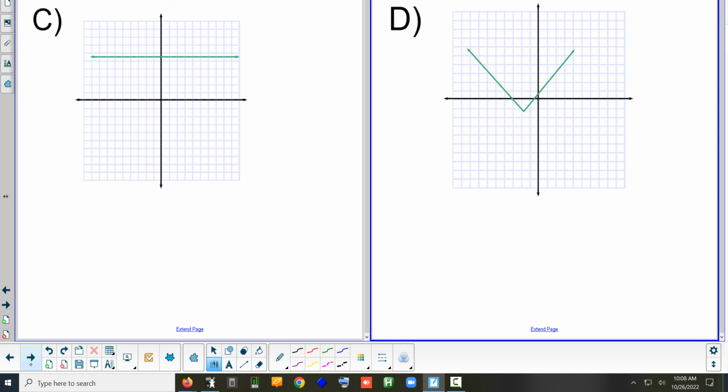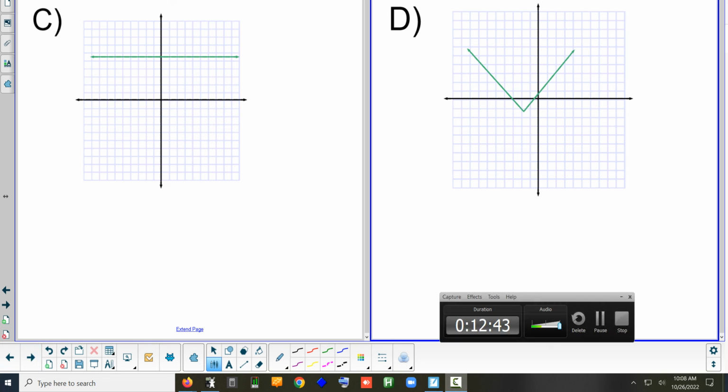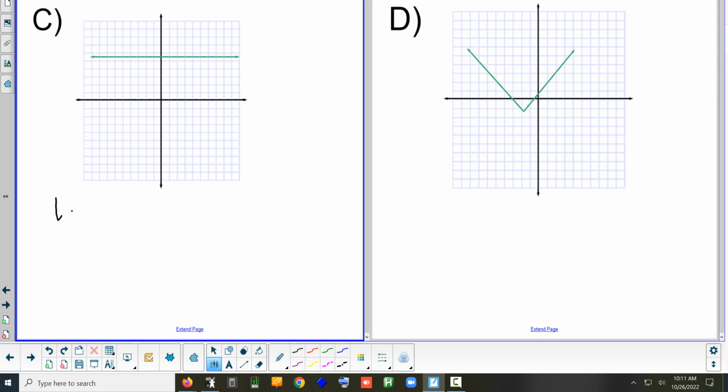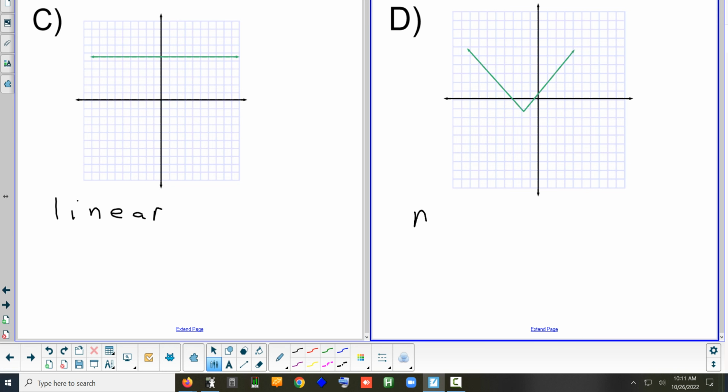The question is, are they linear or non-linear? All right, so let's take a look at C and D. Okay, what do we think about C? Is that linear or non-linear? Yeah? Tirza? Linear. That's linear. So that's linear. And how about D? Joe? Non-linear. That's non-linear.